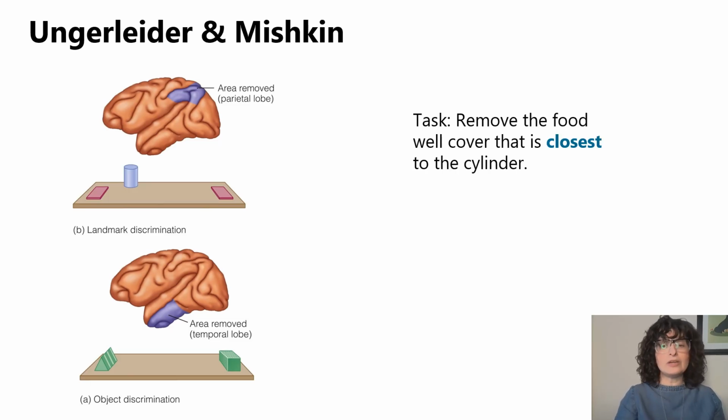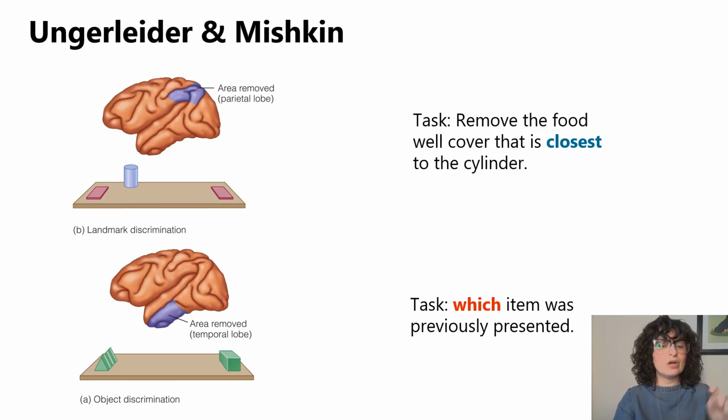What Ungerleider and Mishkin found was that animals with the parietal lobe removed could not do the landmark discrimination task, but they could do the object discrimination task. However, monkeys with the temporal lobe damage had exactly the opposite deficit. They could do the landmark discrimination task, no problem, but they struggled with the object discrimination task when we're essentially guessing at which object they had just seen.